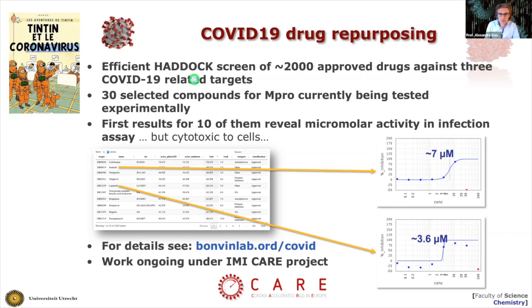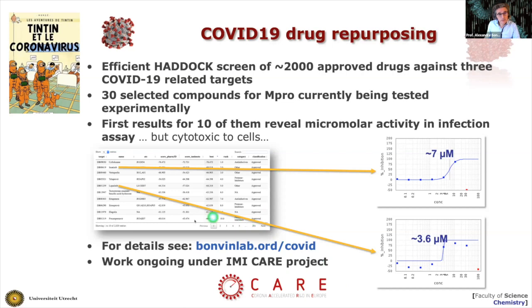And this was an affinity prediction to some extent, because we are using the score of the pharmacophore model you see here, and the shape-based model. So we're basically ranking the different ligands based on their scores. And this is the top 10 ligands that came out. Out of the top 30, we selected 30 compounds that were tested experimentally in a large consortium, the IMI CARE project.